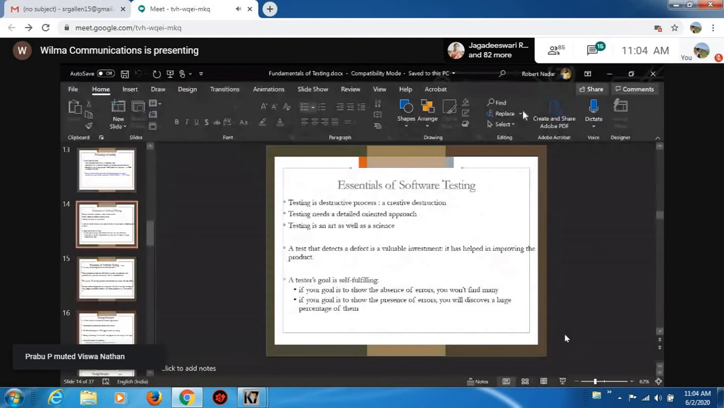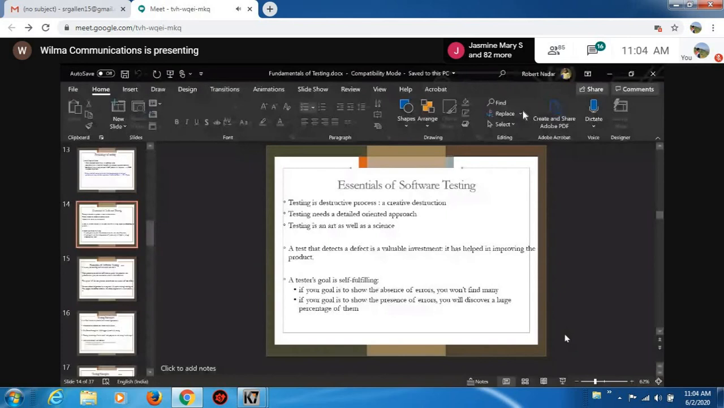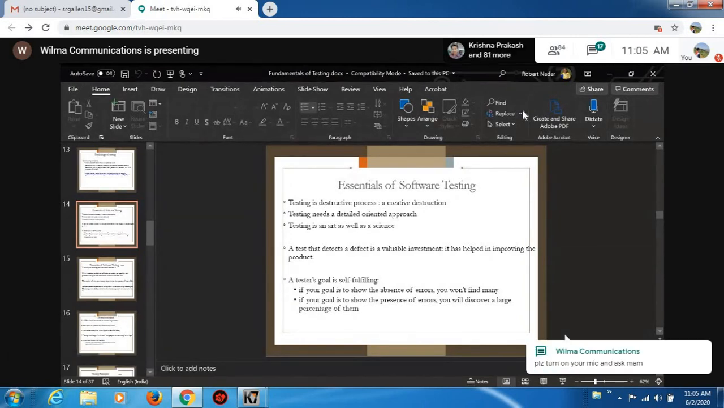Essentials of testing. Testing is a destructive process, a creative destruction. Testing needs a detail-oriented approach. Testing is an art as well as a science. A test that detects a defect is a valuable investment, because it helps in improving the product. A tester's goal is self-fulfilling. If your goal is to show the absence of errors, you won't find many. If your goal is to show the presence of errors, you will discover a large percentage of them.